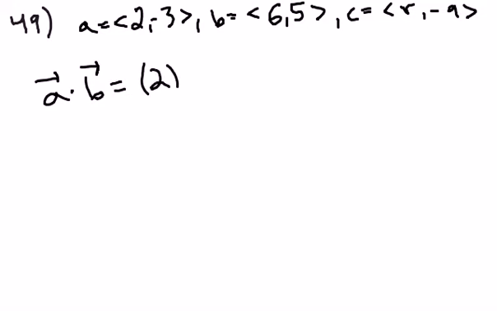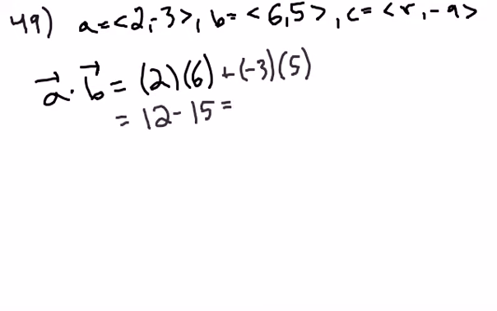So you take the corresponding components, the x's, and multiply, plus the y's and multiply. Even if this was in 3 dimensions, and it had a z component, the nice thing is the rules, or the process, still follows. So there's your dot product for number 49. Let's look at number 50.